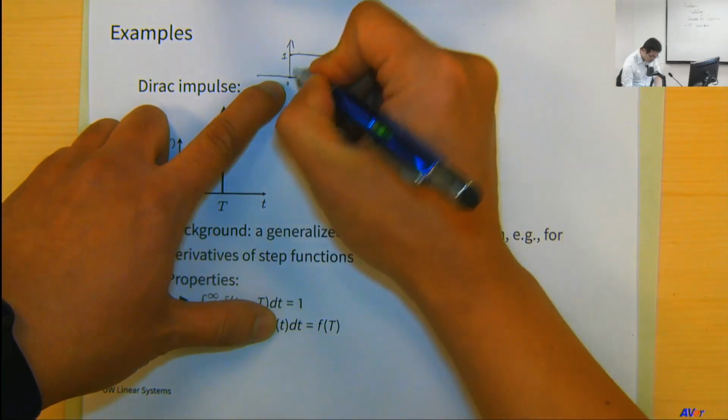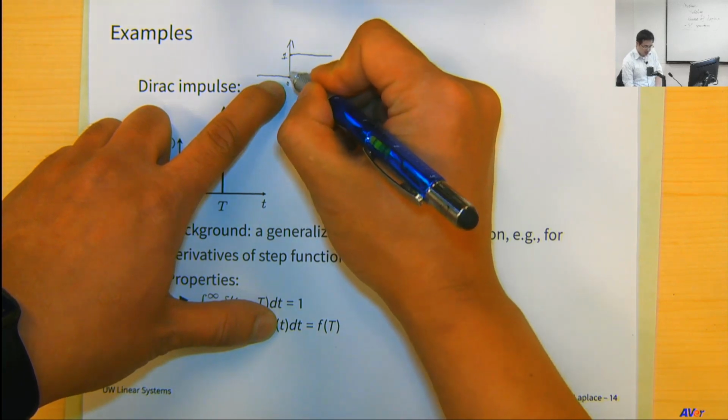This is what we do. We say, I can approximate this step function.